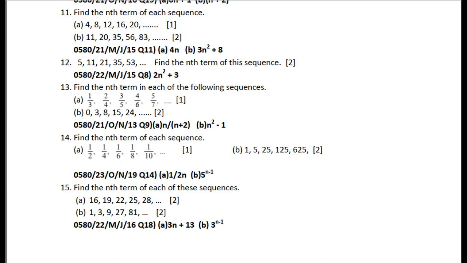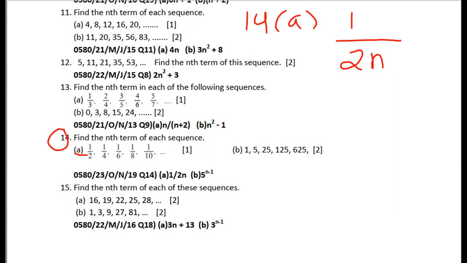Question number 14. Part A. Find the nth term of each of the sequences. 1 over 2, 1 over 4, 1 over 6, 1 over 8, 1 over 10. So the numerator is not changing, it's always 1, so its nth term will be 1. The denominator is the table of 2, so the nth term for the denominator is 2n. Part B.